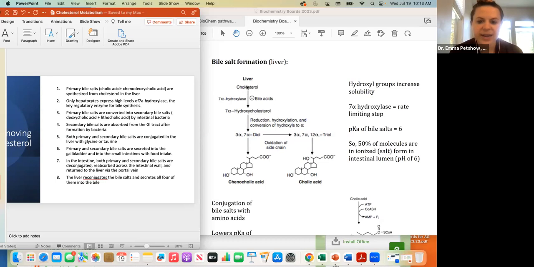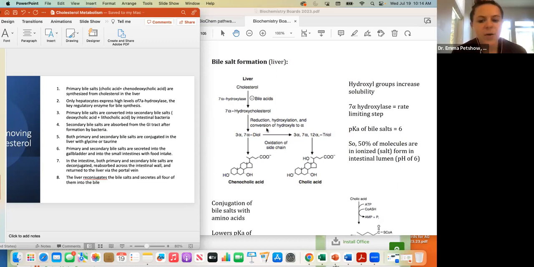So we have cholesterol here in the liver. We're going to essentially move this process forward to create these 2 acidic structures that you can see here. These 2 acidic structures are going to be the base or the backbone of our bile salts. Only hepatocytes, liver cells, express this high level of 7-alpha hydroxylase, which is the regulatory enzyme of this process. So this, again, has to occur in the liver. That's why we create bile in the liver. We store it in the gallbladder. 7-alpha hydroxylase will be your rate limiting step.